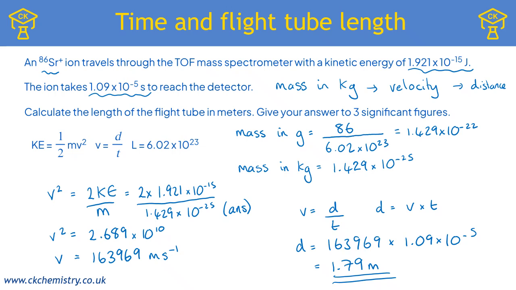The length of flight tubes is always roughly around this size, okay? So it's somewhere between 1 and 2 meters usually. If you've got like 1,000 meters, you've done something wrong somewhere, so have a little look and see if your answer makes sense and is similar to what you normally have.